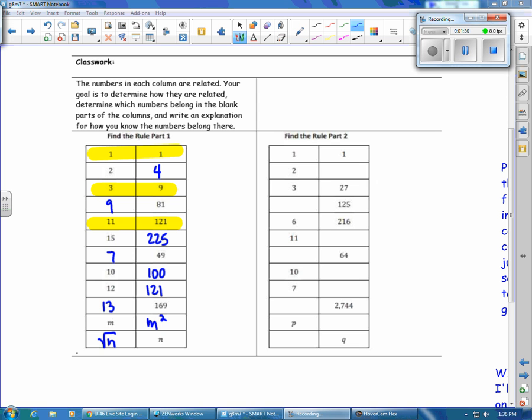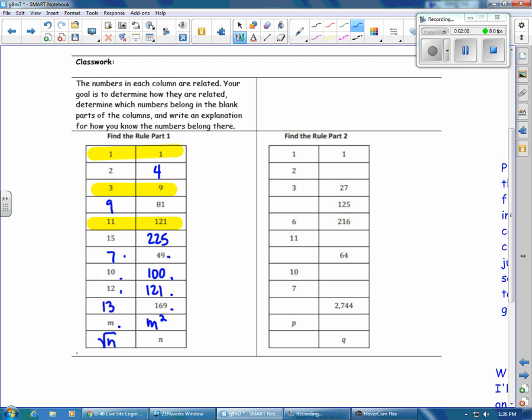Okay, hopefully that wasn't too challenging. 2 times 2 is 4. 9 times 9 is 81. 15 times 15 is 225. The square root of 49 is 7. 10 times 10 is 100. 12 times 12 is 121. The square root of 169 is 13.